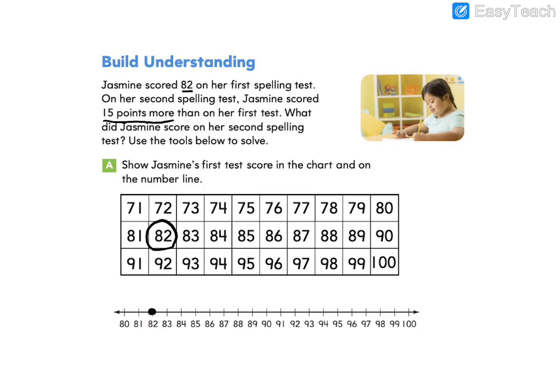Now we know that she scored 15 points more. I know that 15 is made of 1 ten and 5 ones. So when I show this on my 100 chart, I can show 10 more with 92 and 5 more. 1, 2, 3, 4, 5.